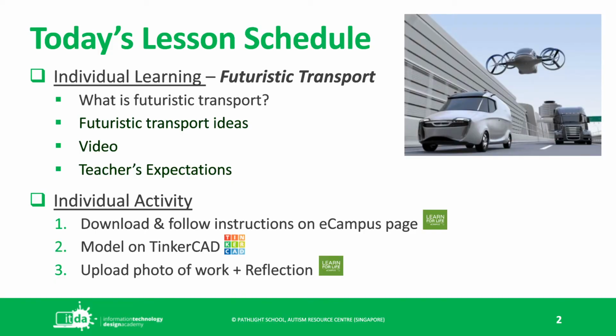First, we're going to learn about futuristic transport, what it is, why it's done, and we're going to look at some examples of ideas that people have of future transport models. Once done, we're going to watch a little video to get some inspiration to do our build today. Finish? Then you're going to work on your own with your activity. You're going to download and follow the instructions on the eCampus page, model it on TinkerCAD, and then upload a photo of your work and complete your reflection on the same eCampus page. Alright, so let's get started with the learning.